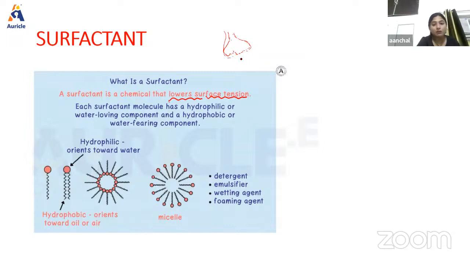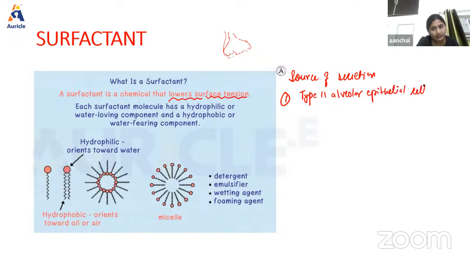Now, talking about the source, from where the surfactant comes. Talking about the source of secretion, there are two main sources. First, type 2 alveolar epithelial cells, and second, Clara cells. Type 2 alveolar epithelial cells are found in lungs, which are known as surfactant secreting alveolar cells, and another name of these cells is pneumocytes.